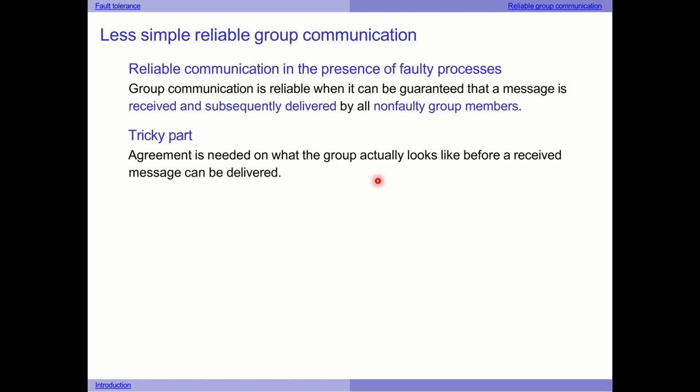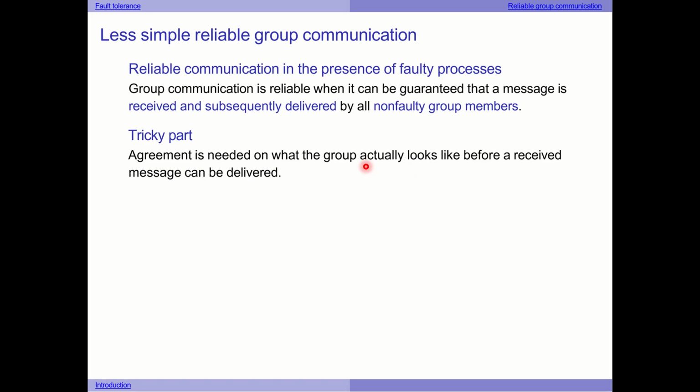Now, in less simple reliable group communication, a reliable group communication in the presence of faulty processes is said to be reliable when it can be guaranteed that the message is received and subsequently delivered by all non-faulty group members. The tricky part here is that we need an agreement on what the group actually looks like before a received message can be delivered.